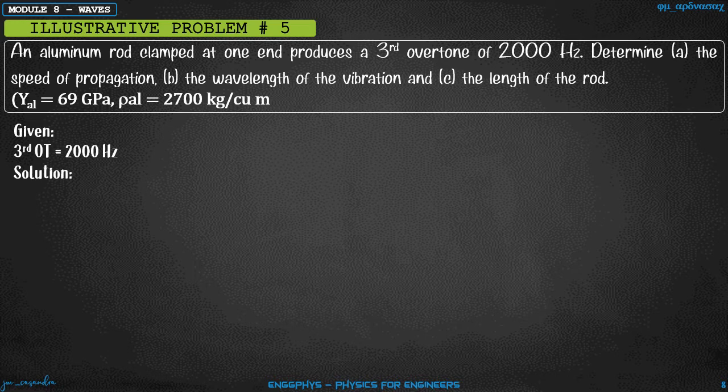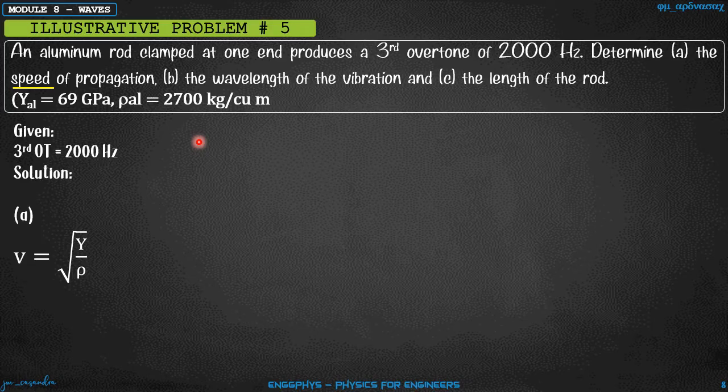So for our solution, since we want to solve for the speed of propagation, no wavelength is given, so we cannot use our general equation, which is speed equal to wavelength times frequency. But we are given the Young's modulus and density, and we know that for a rod, the speed is also computed as the square root of your Young's modulus divided by the density. So since we're given now the values of your Young's modulus and density, direct substitution. Okay, but before we directly substitute, we have to convert first the 69 GPa into pascals so that your units are consistent. So for Young's modulus, that will now be equal to 69 times 10 raised to 9 pascals.